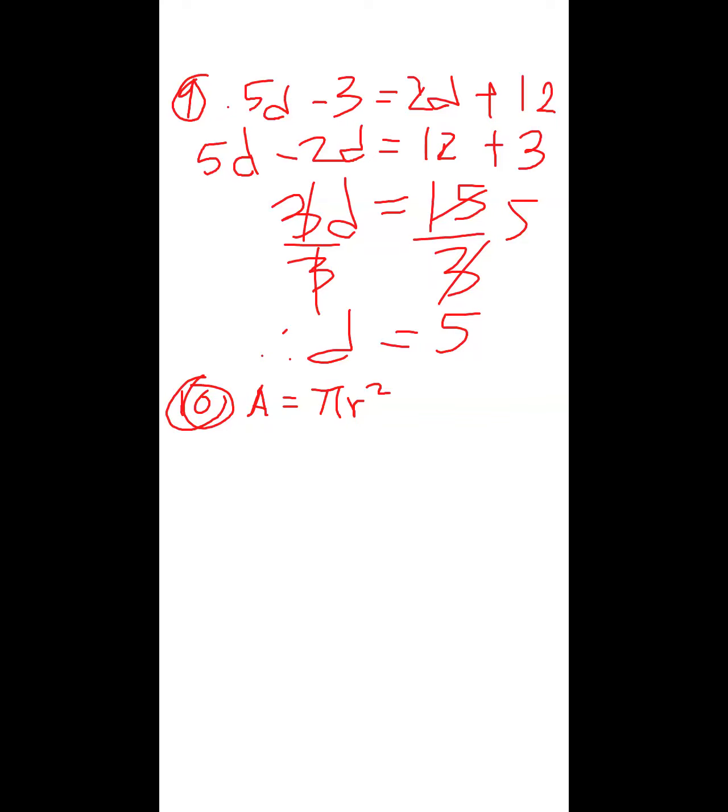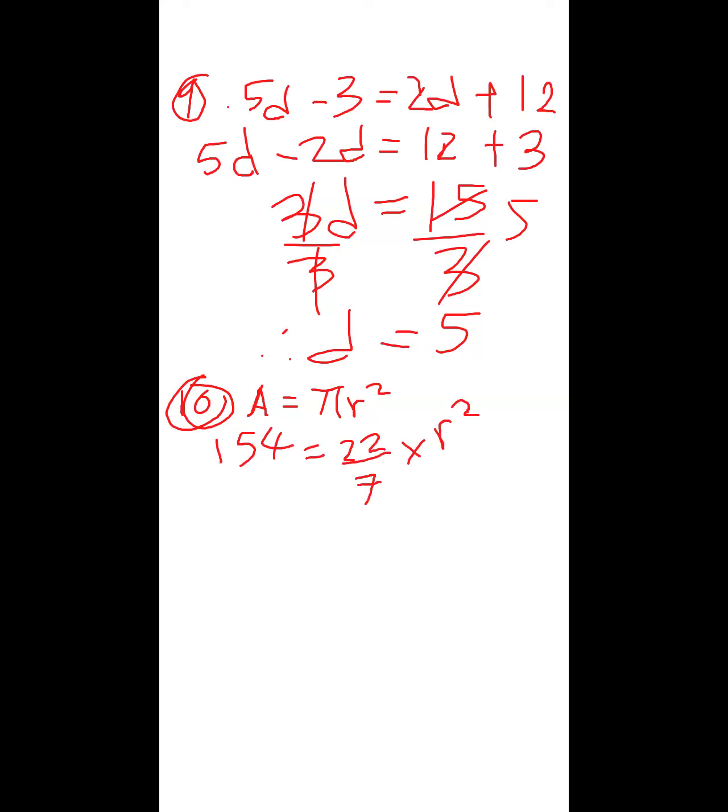So now they've told us the area is 154. So we're going to put that wherever we see A. And of course, our pi is what? 22 over what? 7, right? Yeah. Our r, we don't know our r, so we just leave it as r squared. So we'll find it anyways.